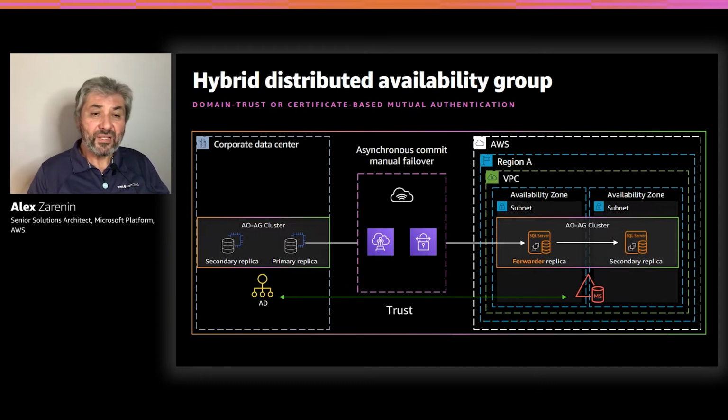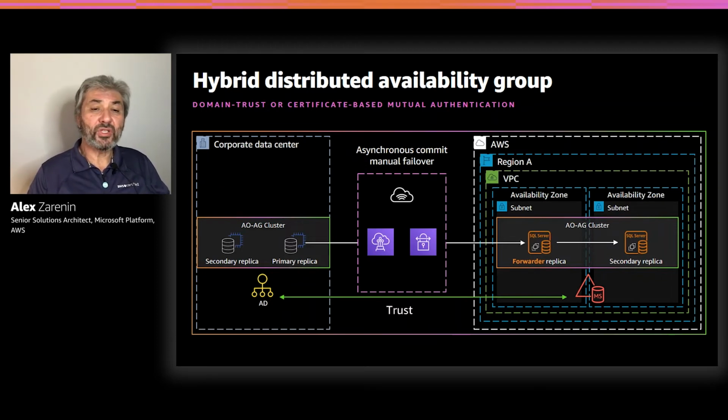To address this issue, you may use the Distributed Availability Group feature of SQL Server. The cluster on AWS will rely on its own Active Directory. On AWS, you may deploy self-managed Active Directory on EC2, or you may take advantage of AWS Managed Active Directory to simplify directory support and maintenance.